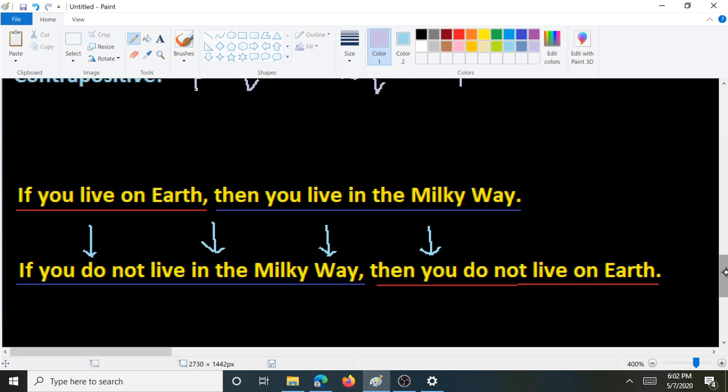Let's look at the conditional statement and its contrapositive. If you live on Earth, then you live in the Milky Way. The contrapositive would be if you do not live in the Milky Way, then you do not live on Earth, because you are first doing the converse of this conditional statement and then negating both sides.